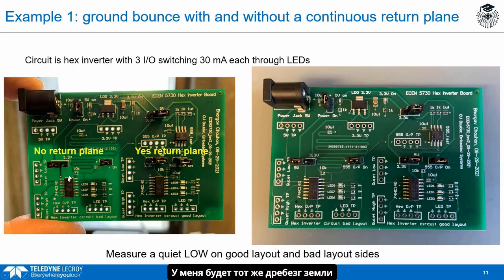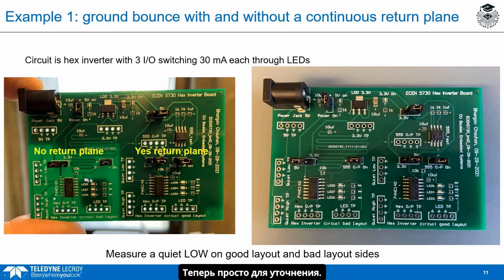I'll have the same ground bounce in the package over on this side, but in addition, that return path through the board, connecting the return of all of these signal lines, that return path is going to be narrow. I'm going to have a lot more total inductance, and we'll see that as more ground bounce voltage.